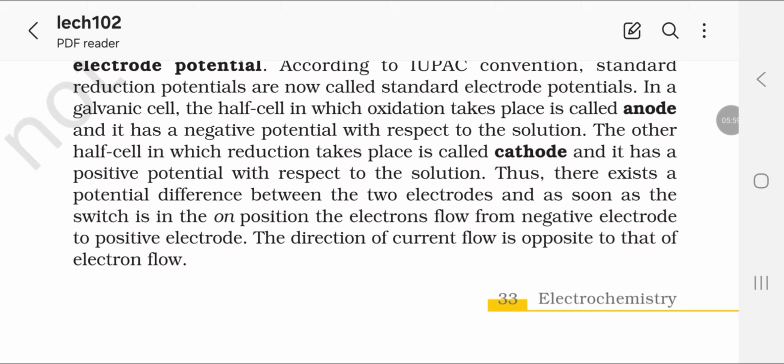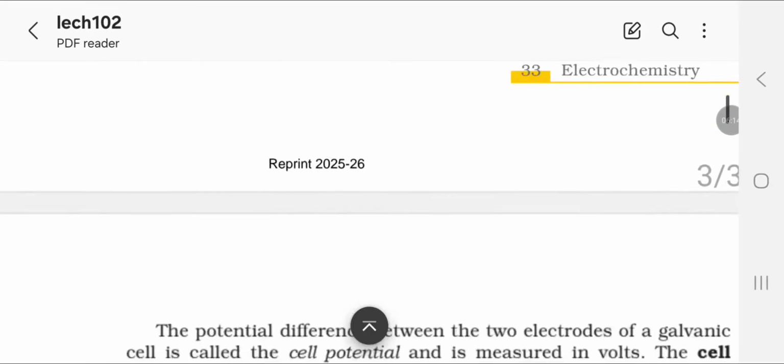Thus, there exists a potential difference between the two electrodes, and as soon as the switch is in the on position, the electrons flow from the negative electrode to the positive electrode. The direction of current flow is opposite to that of electron flow.